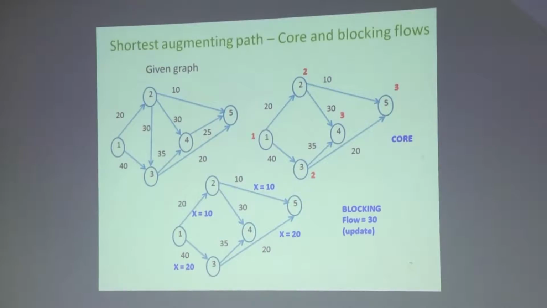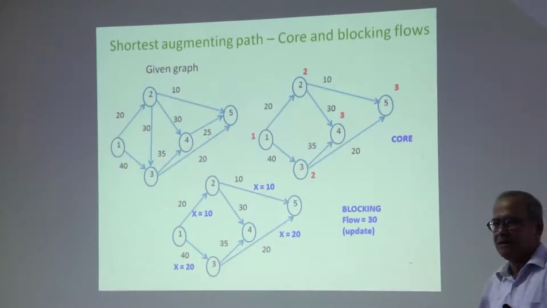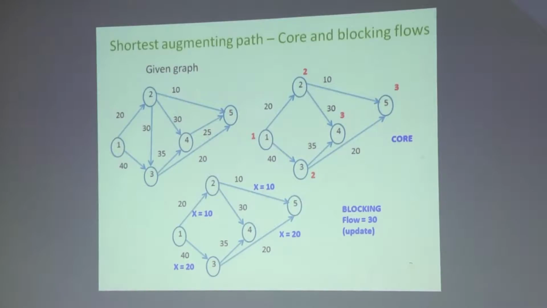Now what also happened was, the Ford Fulkerson's original algorithm came in 1957 or whatever. Edmonds and Karp came somewhere in 71, 72. We'll see what the Edmonds and Karp algorithm did at some point. There is also something called Dinic's algorithm, which came somewhere in 70.